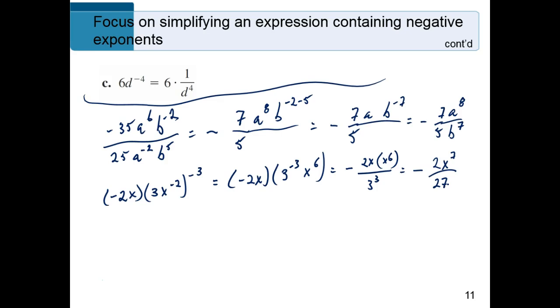It can be written as negative 2/27 times x to the 7th, I can't read my writing. But either way is fine. And that is exactly what they have in the book. Negative 2x to the 7th over 27. Perfect.